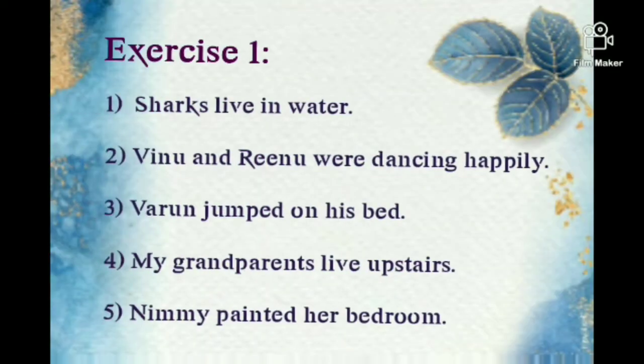Here, you are supposed to write down the sentences and identify the two parts of each given sentence. Are you ready? Sharks live in water. Vinu and Renu were dancing happily. Varun jumped on his bed. My grandparents live upstairs. Nimmi painted her bedroom. So, dear children, read the sentence twice and identify the parts of the sentence. You can pause the video and complete your task. Now you're clear on what a sentence is.